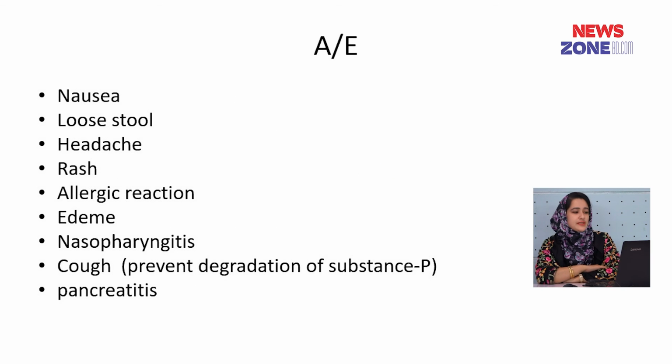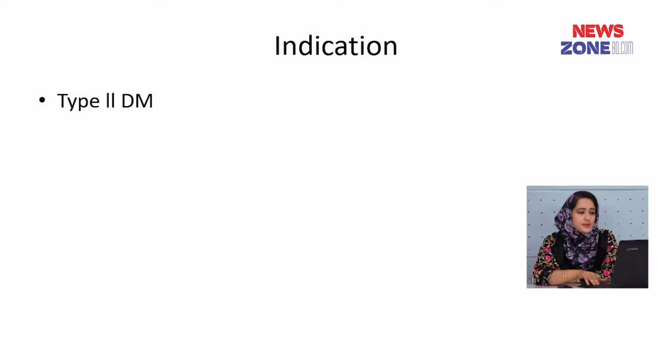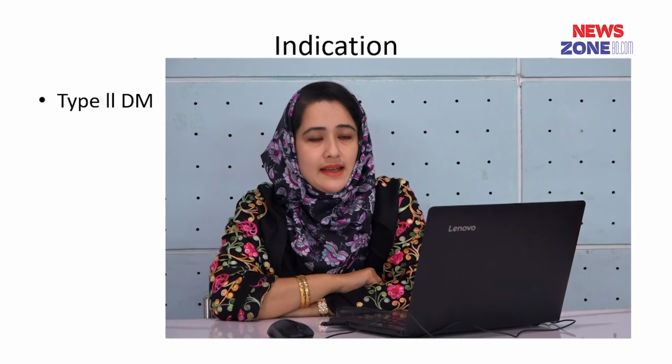What are the adverse effects of DPP-4 inhibitors? The important adverse effects are nausea, loose stool, headache, rash, allergic reaction, edema, nasopharyngitis, cough and pancreatitis, etc. What is the indication? The indication is type 2 diabetes mellitus. That is all about the oral anti-diabetic drugs.